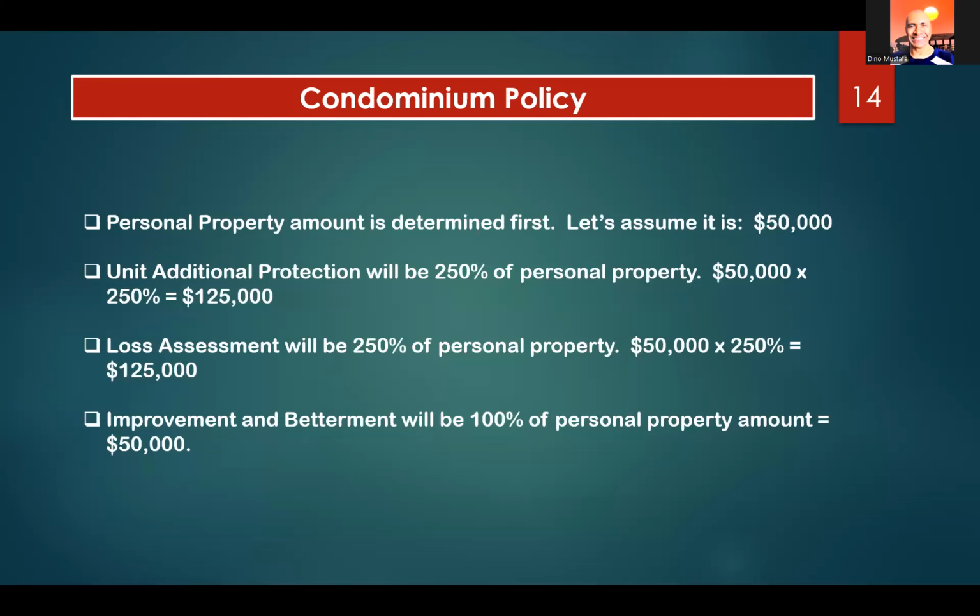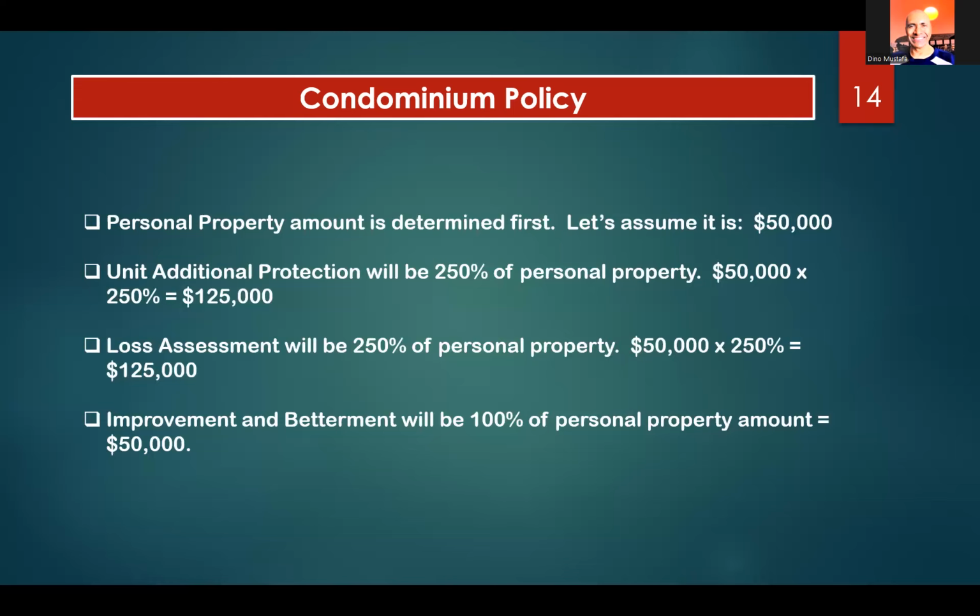So your policy, let's say you are the condo unit owner, it has that coverage, okay? So you can just make a claim and the loss assessment will be picked up. So how much is the maximum coverage for that? 250% of the personal property coverage. So 50,000 times 250% is 125,000.